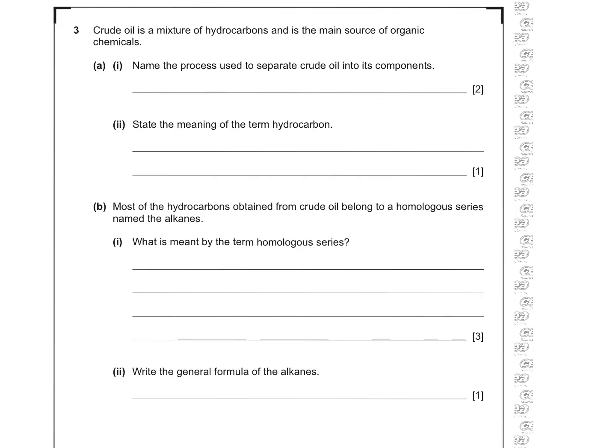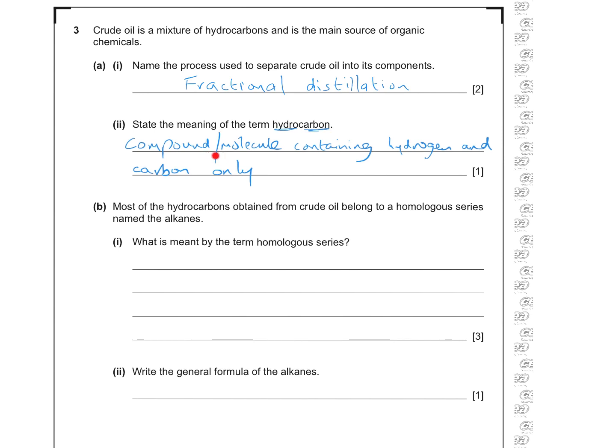Question 3. We're moving on now to organic questions. So crude oil is a mixture of hydrocarbons. Part 1, name the process used to separate crude oil. Well, when you want to separate liquids that mix with each other, or miscible liquids, fractional distillation is used. Hydrocarbon, well, you can see it's made up of hydrogen and carbon. So it's a compound or a molecule containing hydrogen and carbon only. Just be careful here, don't say a substance. We'll just stick with compound or molecule.